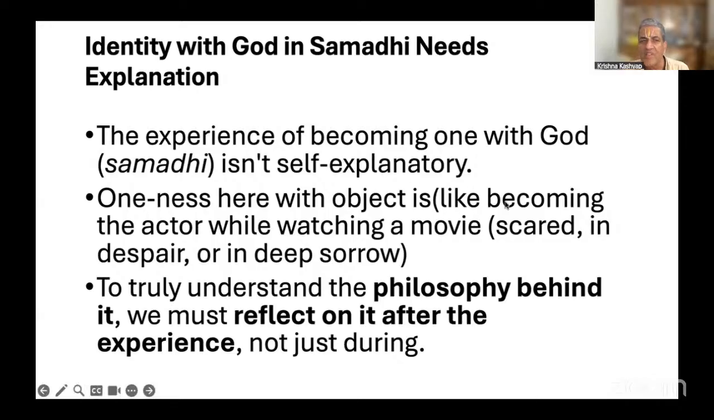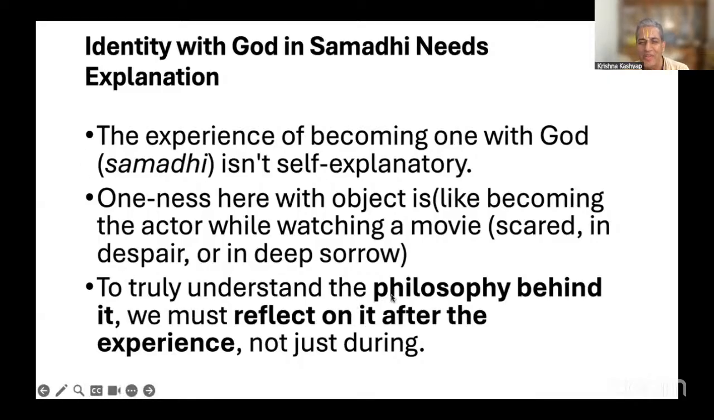So oneness here with the object is like becoming the actor while watching a movie. Suppose somebody is intently watching a movie and the actor is in a very scary situation. The person is scared, or the person is in despair, or the actor has lost a loved one and is in deep sorrow. What happens to the observer? The observer becomes the actor and starts crying when the actor cries. When the actor gets scared, the observer gets scared. He becomes one with the object because he is so attentively watching. Unfortunately, I should have given you an example of a meditator becoming one with the object of meditation. But movies are the best places for it, when everybody meditates properly. So I've given a movie example here.